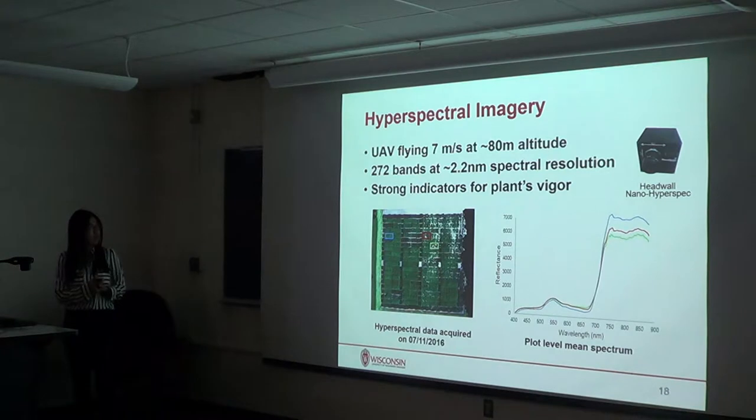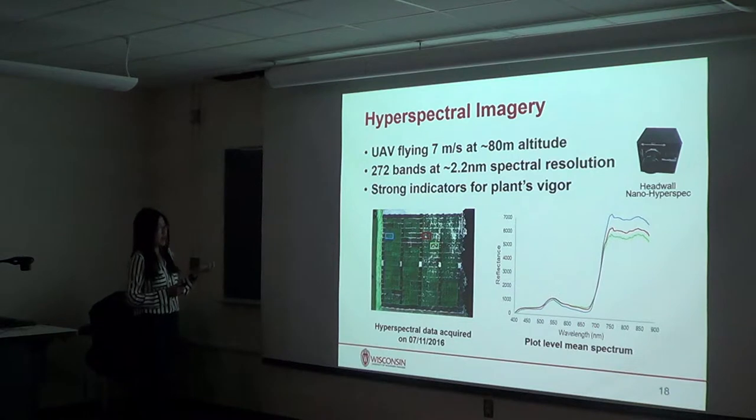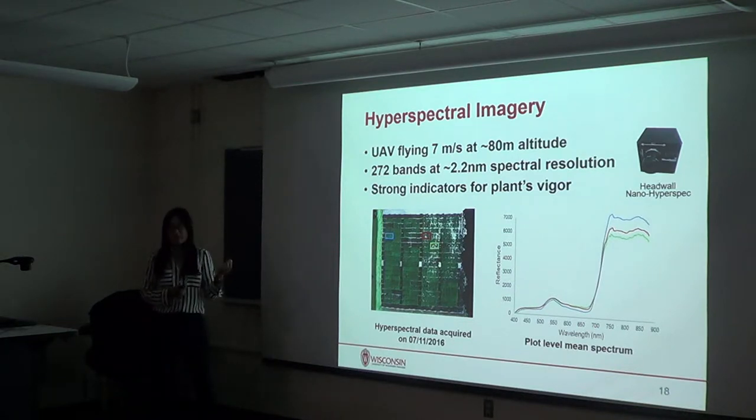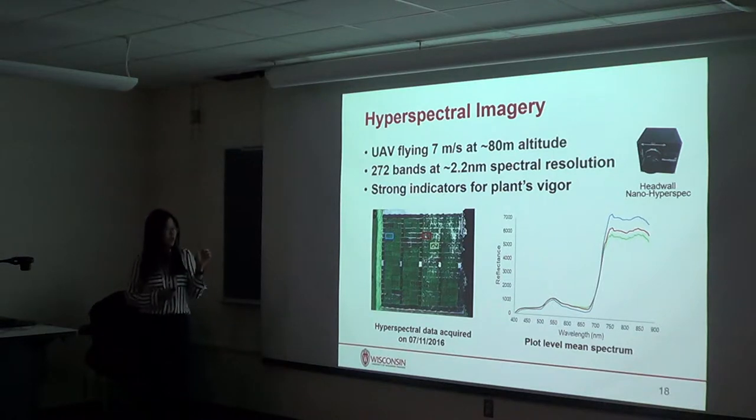Another thing is this hyperspectral data. It gives us 2 nanometer spectral resolution, more than 270 spectral bands covering the visible and the near infrared range. So for each plot, I first calculated the mean spectrum within each plot to represent the plot level information.